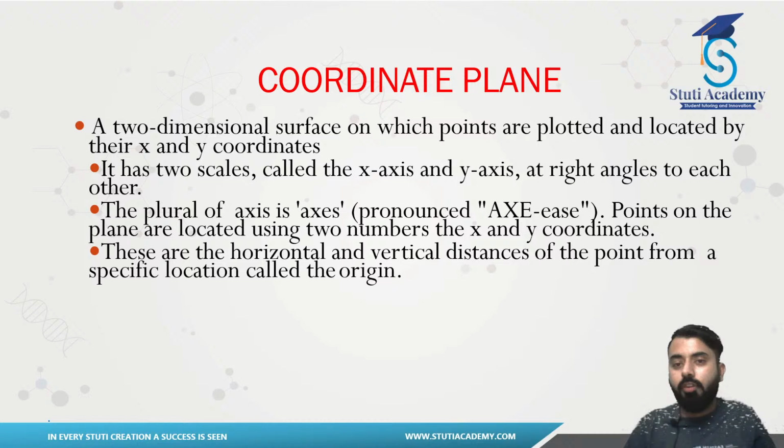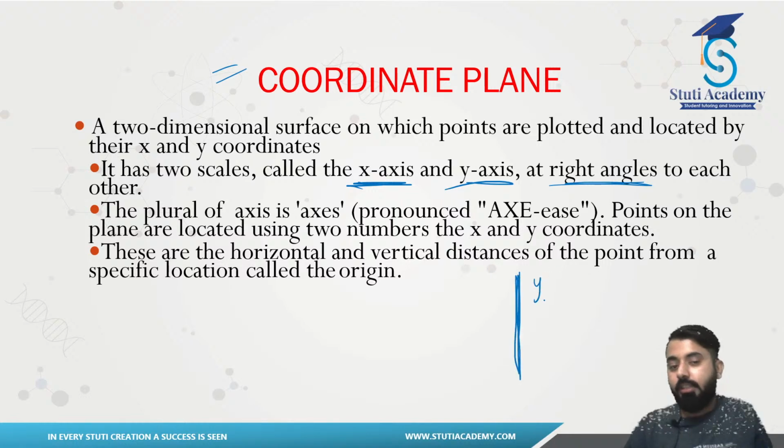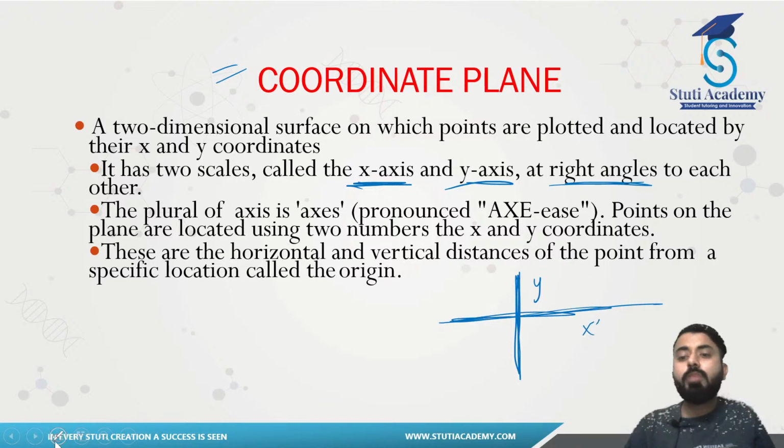Now I'm going to move forward and see the coordinate plane, or your Cartesian plane. We are dealing with two-dimensional geometry. So we have two axes here, an x-axis and a y-axis. They are at right angles to each other. You remember this? Your vertical axis is your y-axis, and your horizontal axis is your x-axis, right?